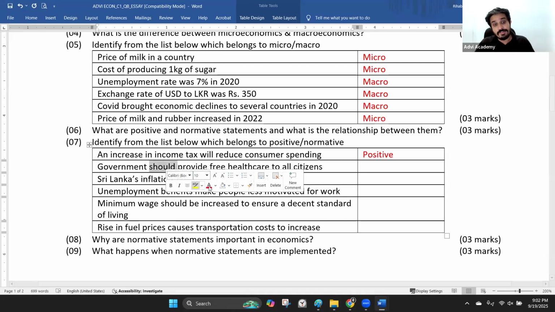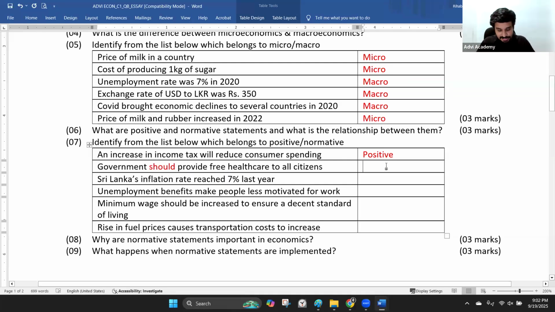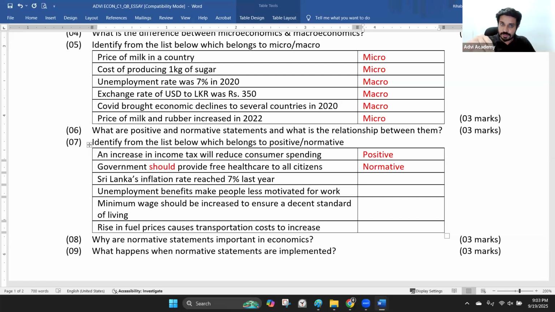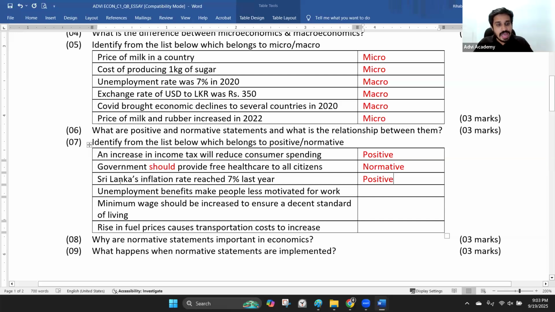Government should provide free healthcare to all citizens. That is basically normative, because government doesn't have to. That's an opinion. If they do it, that's good, obviously, but that's an opinion, right? Sri Lanka's inflation rate was 7% last year. This is also positive, because it's a fact.